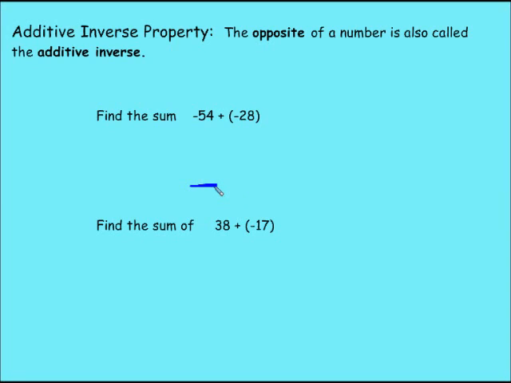Now what's 54 plus 28? 54 plus 28 is 82. And then they were both negatives, so it's a negative 82.